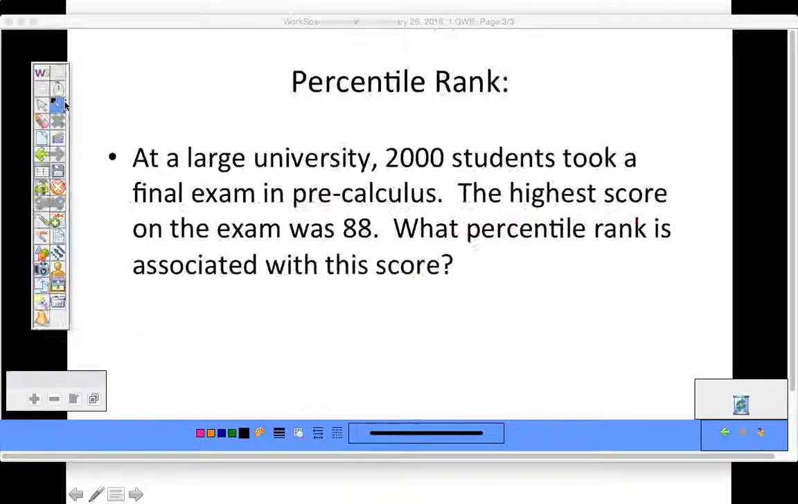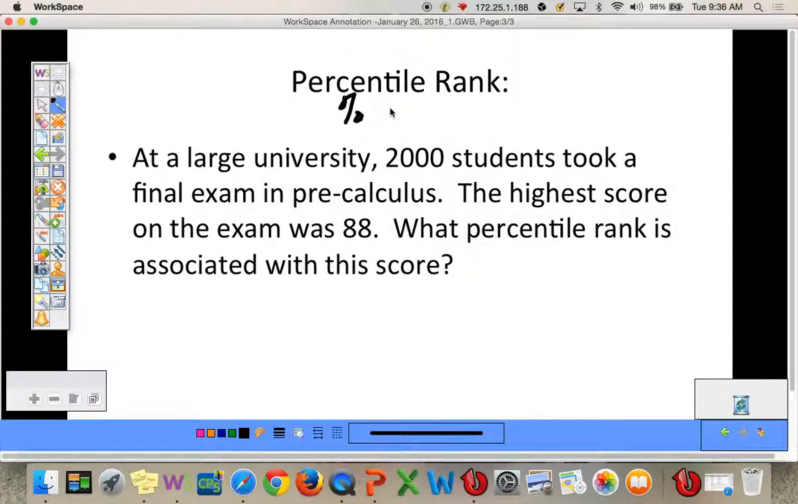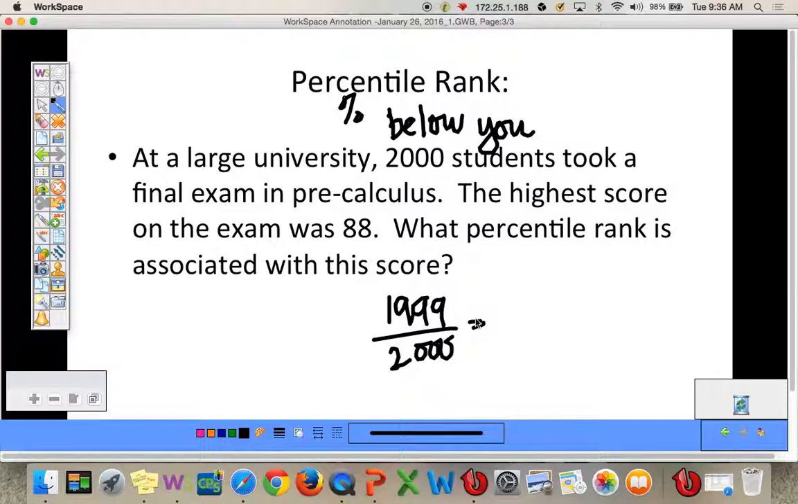Percentile rank is the amount below you, so the percent below. So let's say 2,000 students took a final in pre-calculus. The highest score of the exam was 88. What percentile rank is associated with the score? If you got the highest score, then there's 1,999 people below you. So you're in the 99th percentile, I believe. Let me double check. 1,999, whoops. Yeah, you're in the 99th percentile.